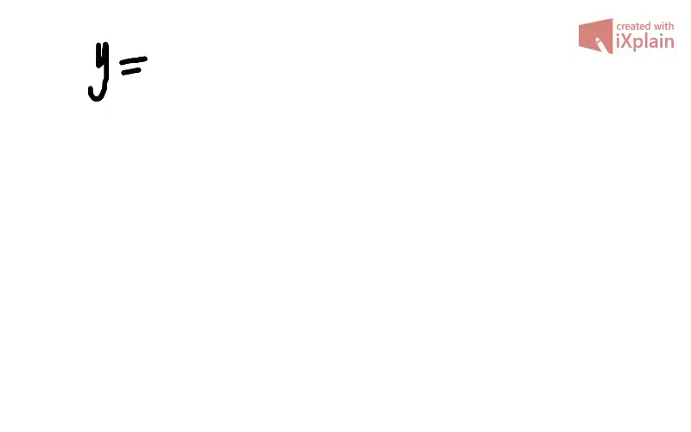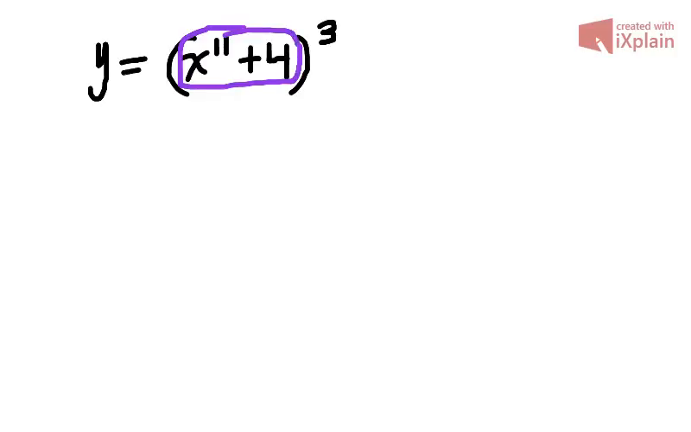Let's differentiate the function (x to the 11 plus 4) and all of that to the power of 3. So this is a composite function. Let's identify the inner function. It's this polynomial function here that can be differentiated by just direct differentiation. And the outer function is the power function, the cube function that is sitting out there.